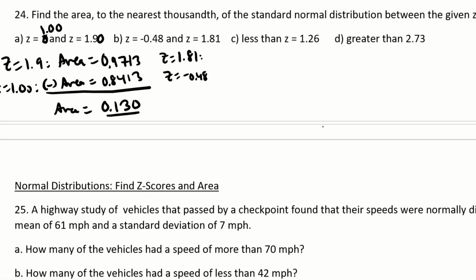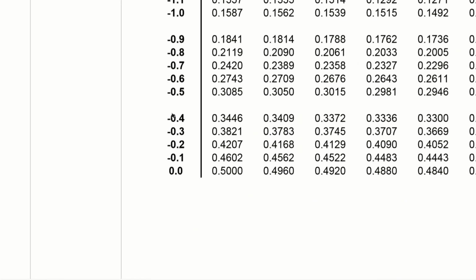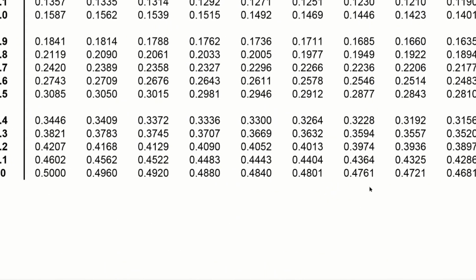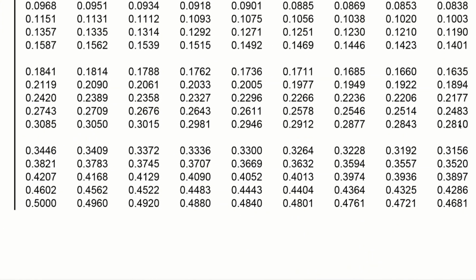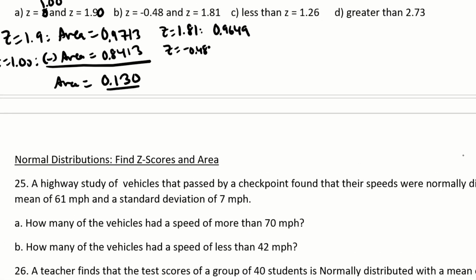And now we want negative 0.48. So we can look that up. So we gotta look at the negative side. Negative 0.48. Looks like right there. Yeah. So negative 0.48, 0.3156. We're going to subtract those areas, and we get about 0.6493, but then we got to round it to the nearest thousandth, so 0.649. Okay.